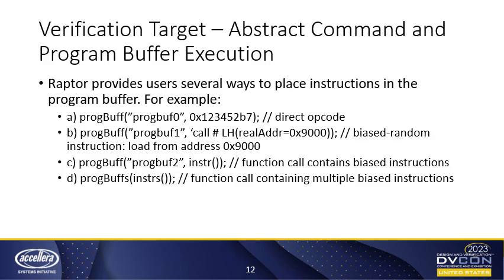When programming the program buffer, the user can use the following macro functions in Raptor. The user can either write a direct opcode to one of the program buffer registers or ask Raptor to generate a random instruction with different types of user constraints. The user can also configure all the program buffer registers all at once by simply calling one macro function.